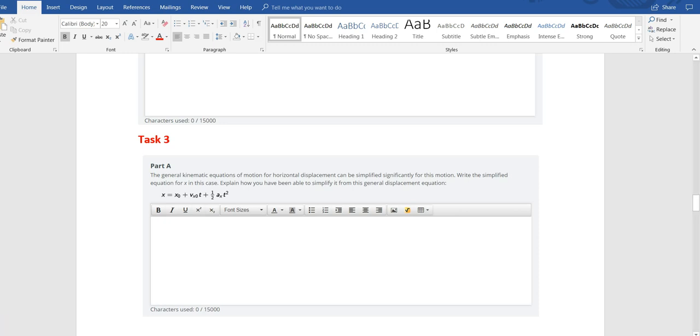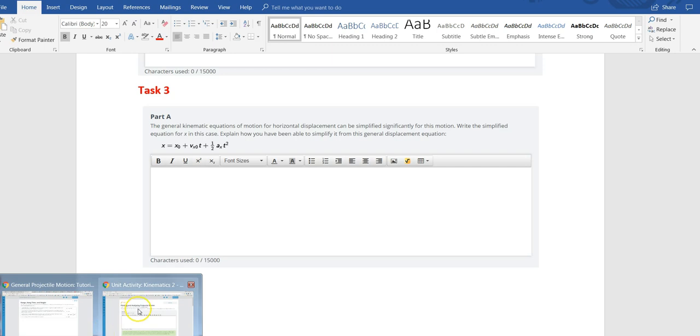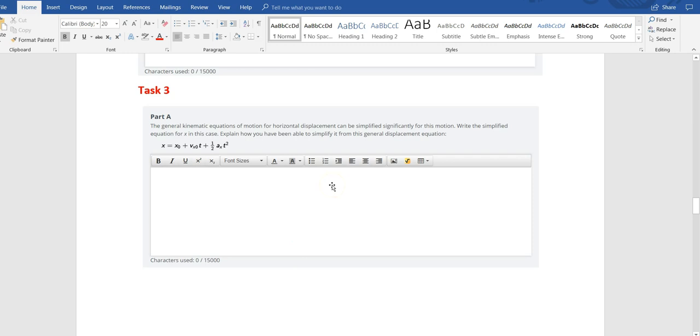Okay, look at task 3 finally, part A. So we've got the general equation right there. You throw that back in your tutorial, and specifically you saw this equation right here, in slide 19. So going back to this, we have the original position, we have the velocity and the time of the object in the x direction, displacement, and then you have acceleration. This is all for acceleration here.